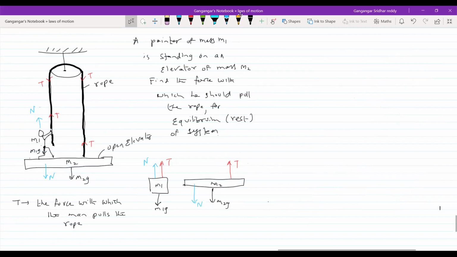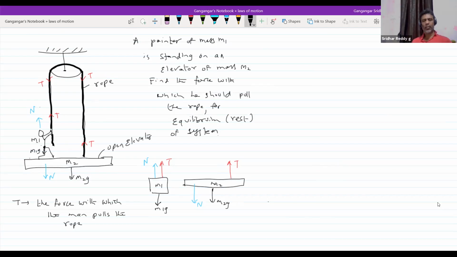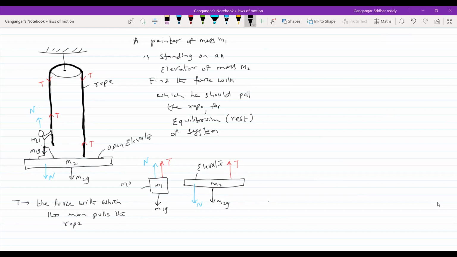Sir, the man is standing on the elevator, right? Yes. So while drawing the free body diagram, why didn't we consider M1G, sir? The weight of the person. It should have been there, no? M2 is the weight of the elevator plus man. How come only the weight of the elevator? I'm showing this is the elevator, no? Sir, so there we should also write M1G separately, right? Why?